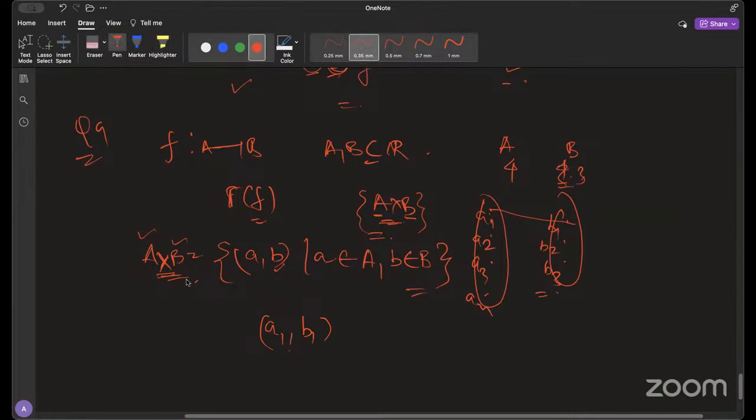So the cardinality, we don't know yet how many points are there in the graph, but it's definitely not A cross B, because A cross B contains every possible point, whereas the graph does not contain every possible point. If A1, B1 is there, A1, B2 cannot be there. But in A cross B, A1, B1 is there, and A1, B2 is also there. Is this okay? That's why the first option isn't correct.